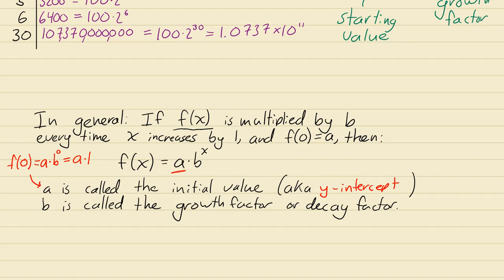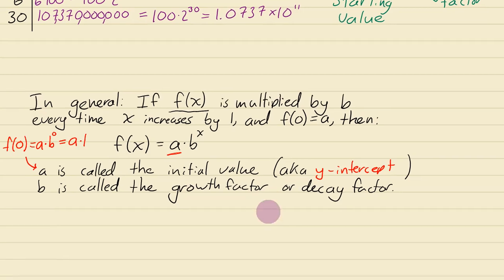And the number b is called the growth factor. That tells you how much f of x gets multiplied by every time x increases by 1. So it's going to be the growth factor actually as long as b is greater than 1. Because multiplying a number by something bigger than 1 will make it increase a little bit. So for example, if you do like 200 times 1.01, you're going to get something a little bit bigger than 200. You're going to get 202.